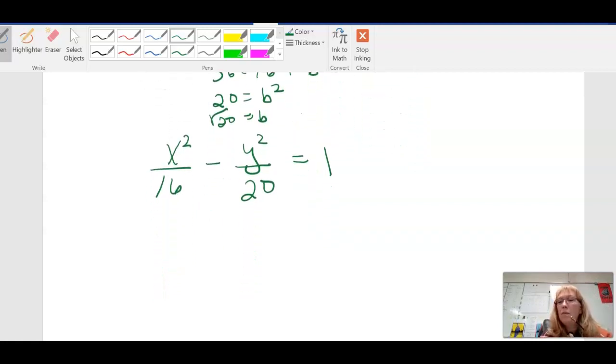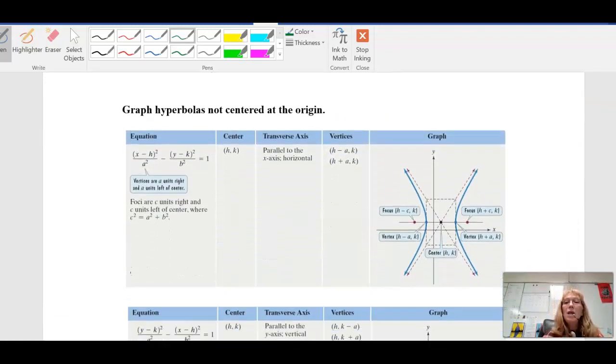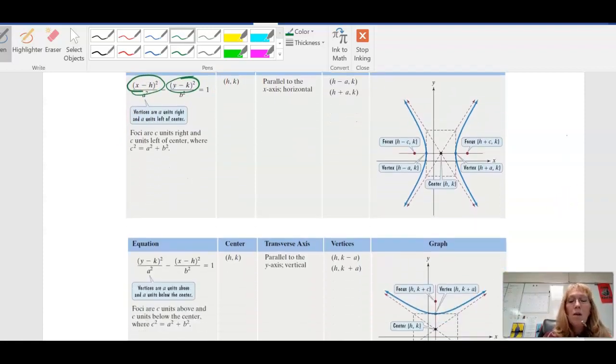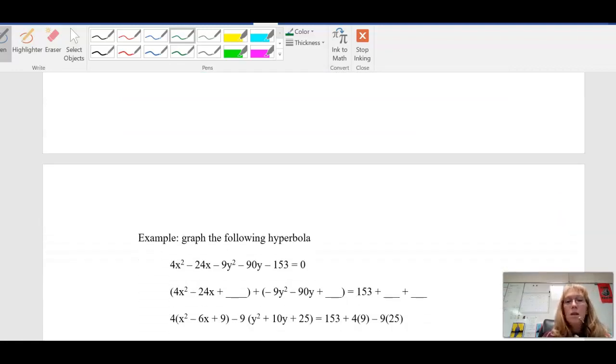These aren't too bad. Now we're going to move these and do a translation. So it's the same thing as the ellipse. We'll have the positive just like before, and now it's going to be the opposite of whatever's inside, and that's how this is going to move, just like every other graph we have done. So let's give it a shot.